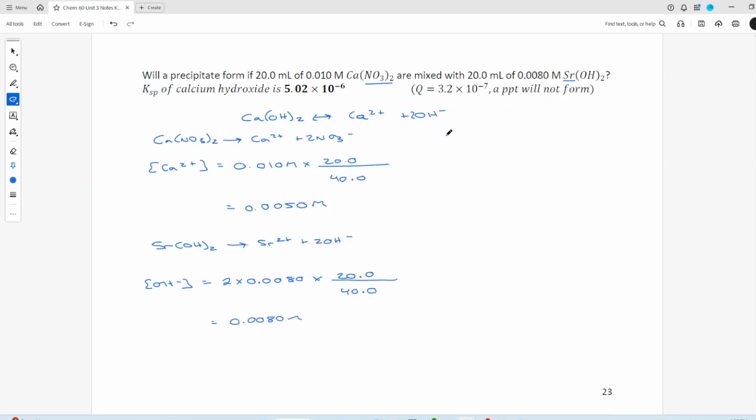Okay, so then we want to find Q. Q is equal to the concentration of calcium times the concentration of hydroxide squared. I often find I don't want to put my numbers in. It just feels like so much more writing. But I've clearly laid out that the concentration of calcium is this, the concentration of hydroxide is this, so I can just put them in, or you can write it. So 0.0050 times 0.0080 squared is going to give us 3.2 times 10 to the negative 7.